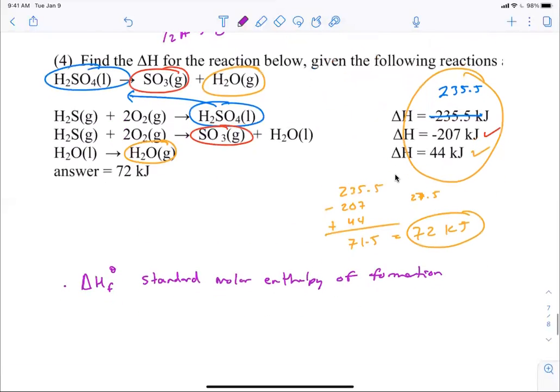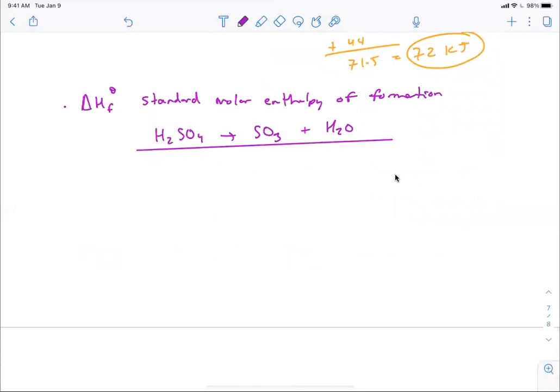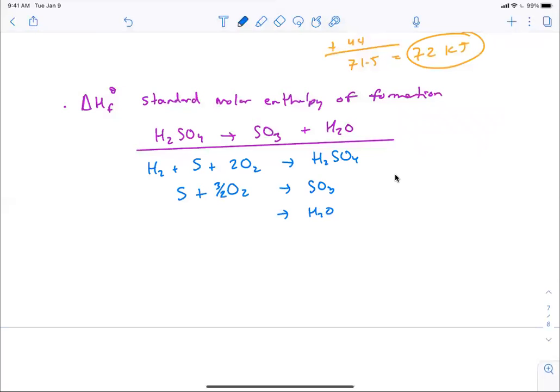And so let's say, even something like this, let's do H2SO4 yields SO3 plus H2O. Let's say that's my overall reaction. Well, for this reaction to happen, I have to create H2SO4. Well, I mean, I have to know the formation of H2SO4. I have to know the formation of SO3, and I have to know the formation of H2O. So this is A, B, and C.